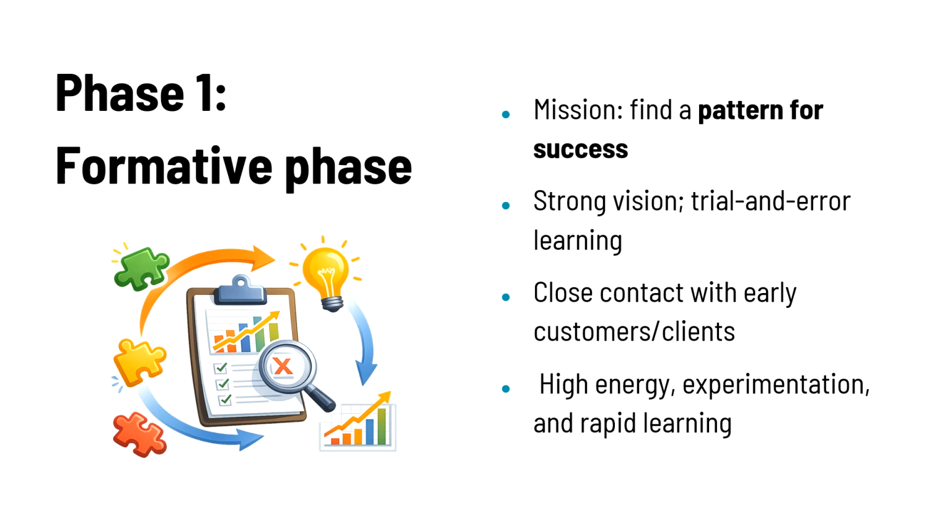So, in the formative phase, the organization is trying to find a pattern for success. The leader typically has a compelling vision, and the organization is in trial and error mode. There's often close contact with early customers and clients, and people are learning fast through experimentation. This phase can feel exciting and chaotic at the same time because systems and routines are still being formed.